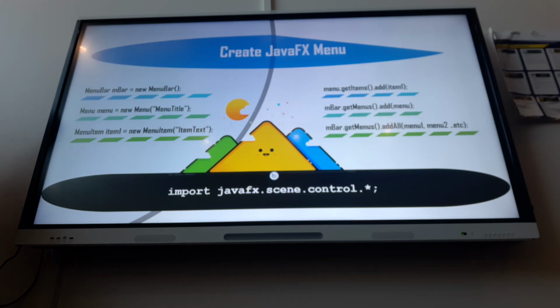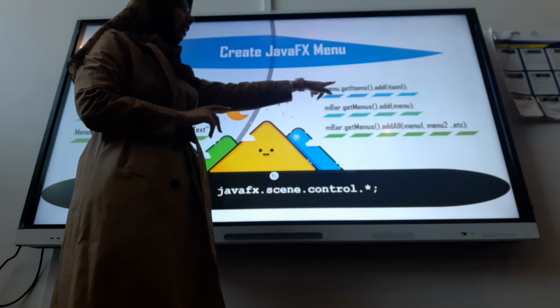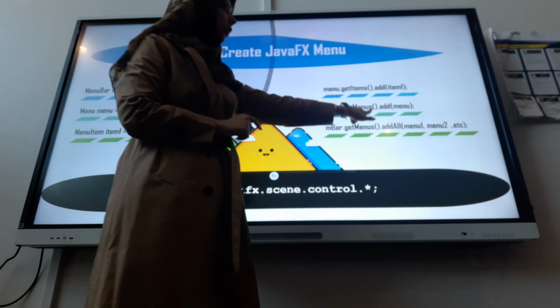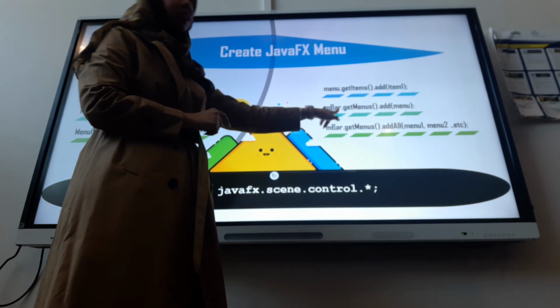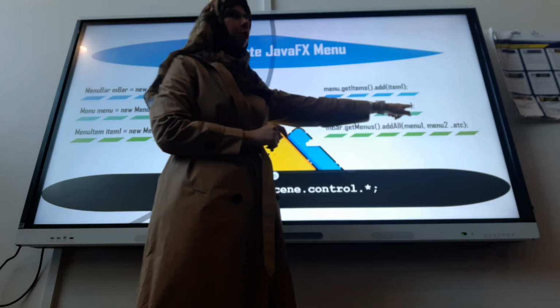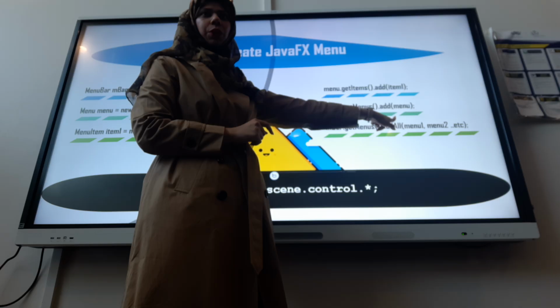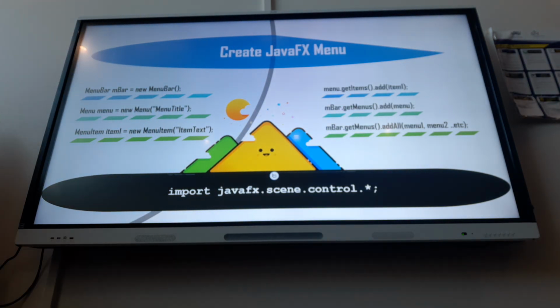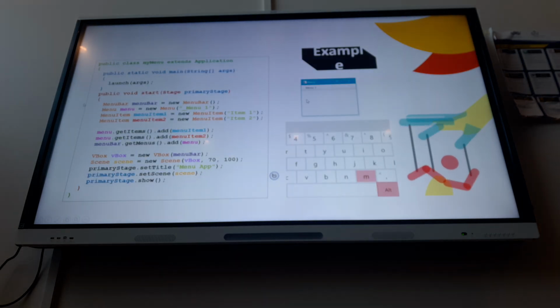Right. So we're having here get items, again to attach the item to the menu. Get menus to attach the menu to the menu bar. Again, this could be one menu or more. So if it's only one, use add. If it's more than one, we use add all. Okay, that's an example.